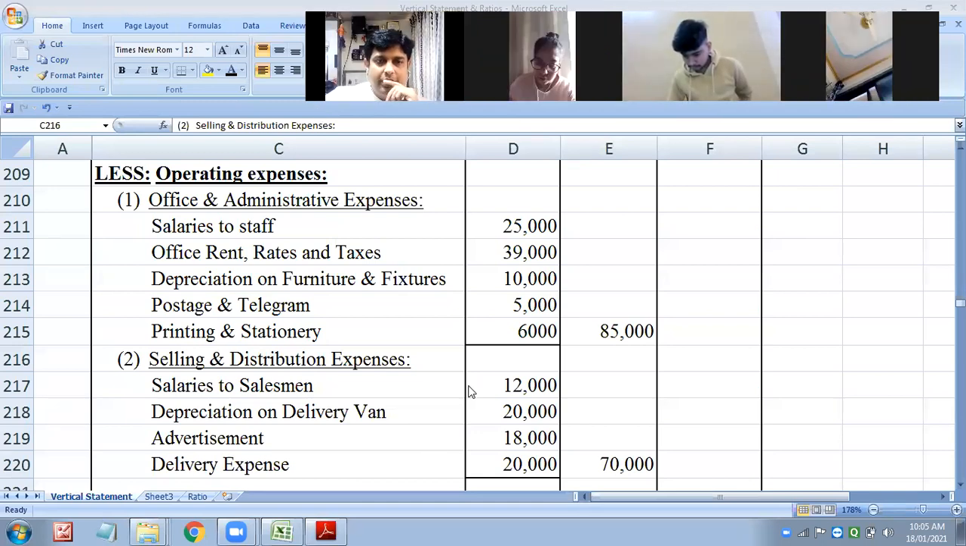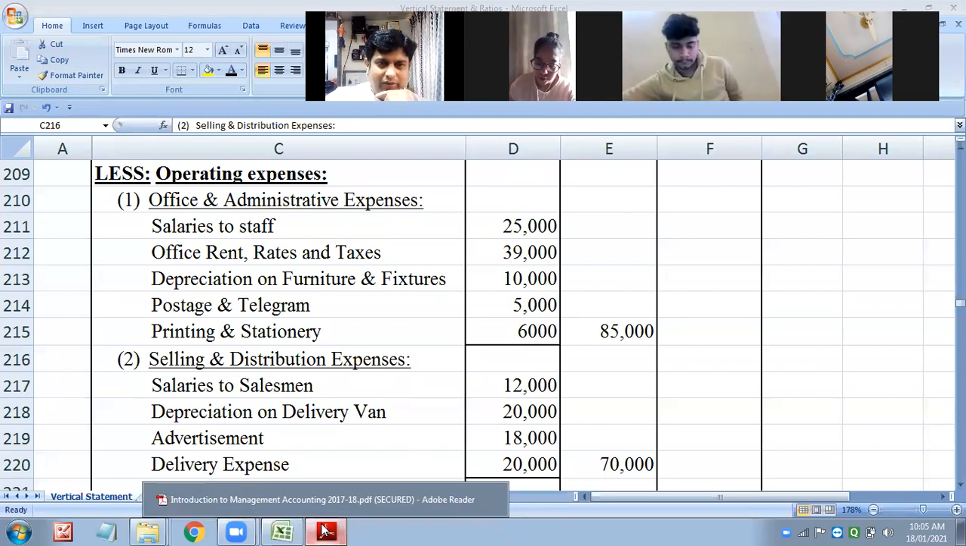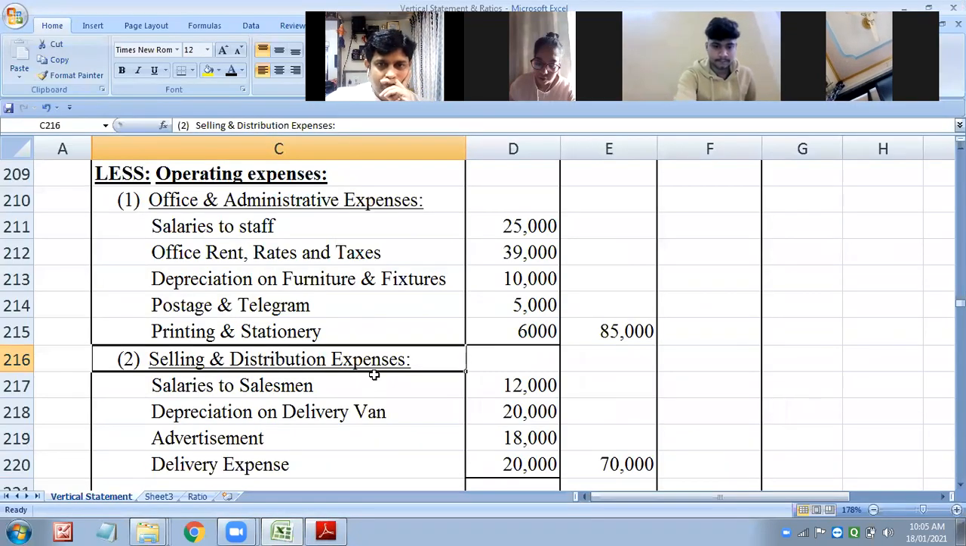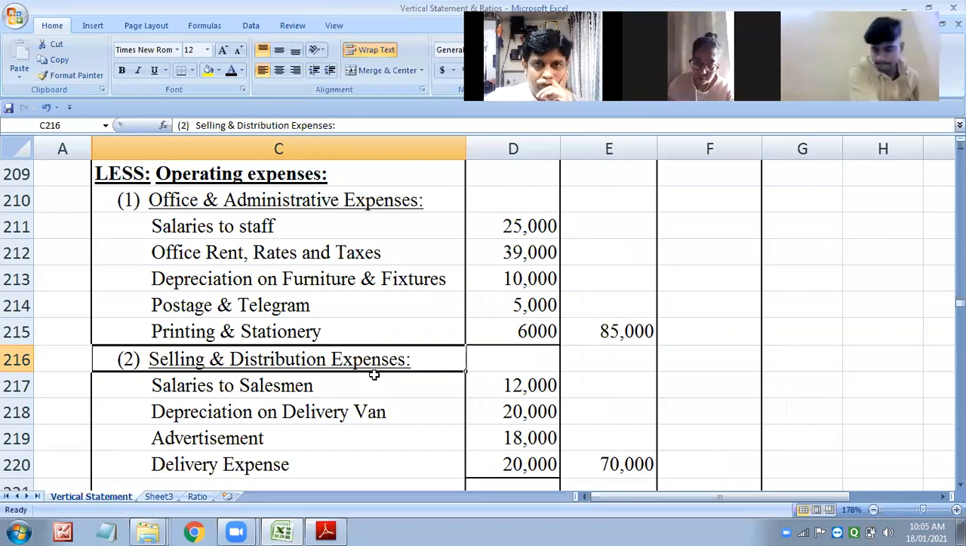So if you have completed, then you can go for the next head. I have to wait for other students. Were there any financial expenses? I doubt. Financial was not there. Wasn't it there? Yes, debenture interest was one. It's there. Okay. Yes, Manjunath.